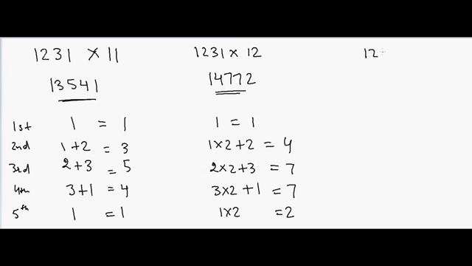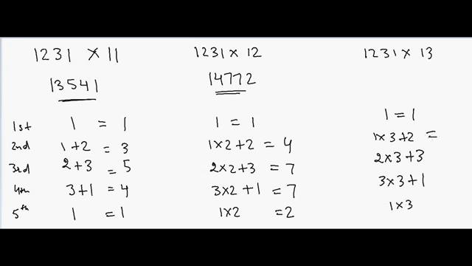Again, if I have to multiply by 13, then the answer will be 1 into 3 plus 2 into 1, 2 into 3 plus 3 into 3 plus 1, and 1 into 3. So that will give me 3 plus 2 is equal to 5. 3 into 2 is 6, plus 3 is 9, and 3 into 3 is 9 plus 1 is 10. So here we have 10, and here we'll have 3.